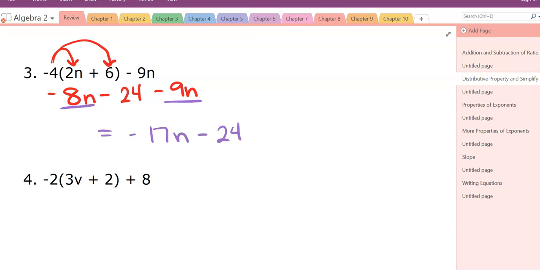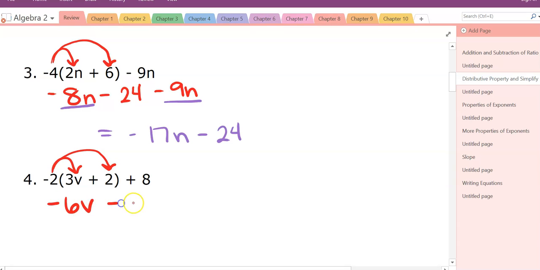For the fourth one, I'm going to take negative 2 times 3v and negative 2 times 2. So that's going to be negative 6v minus 4 plus 8. The like terms for this one are the negative 4 and the 8. So I'm going to be left with negative 6v plus 4.